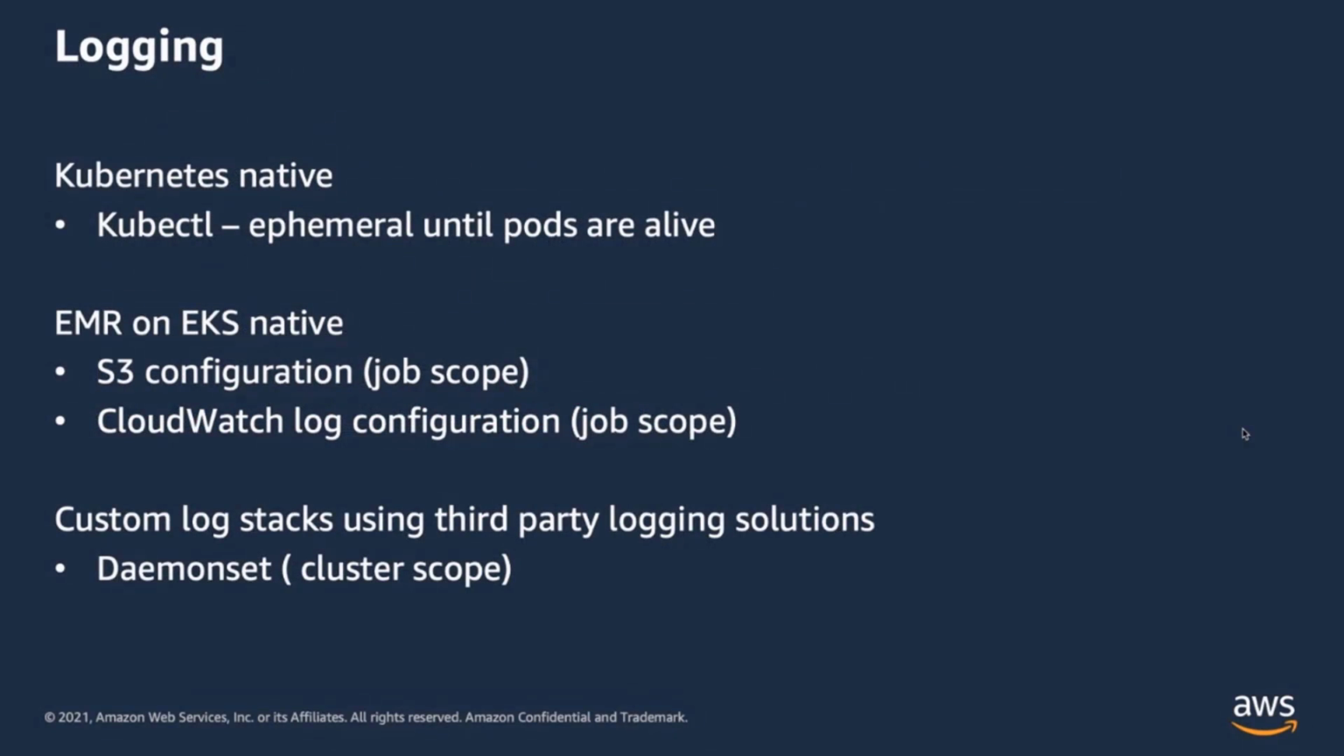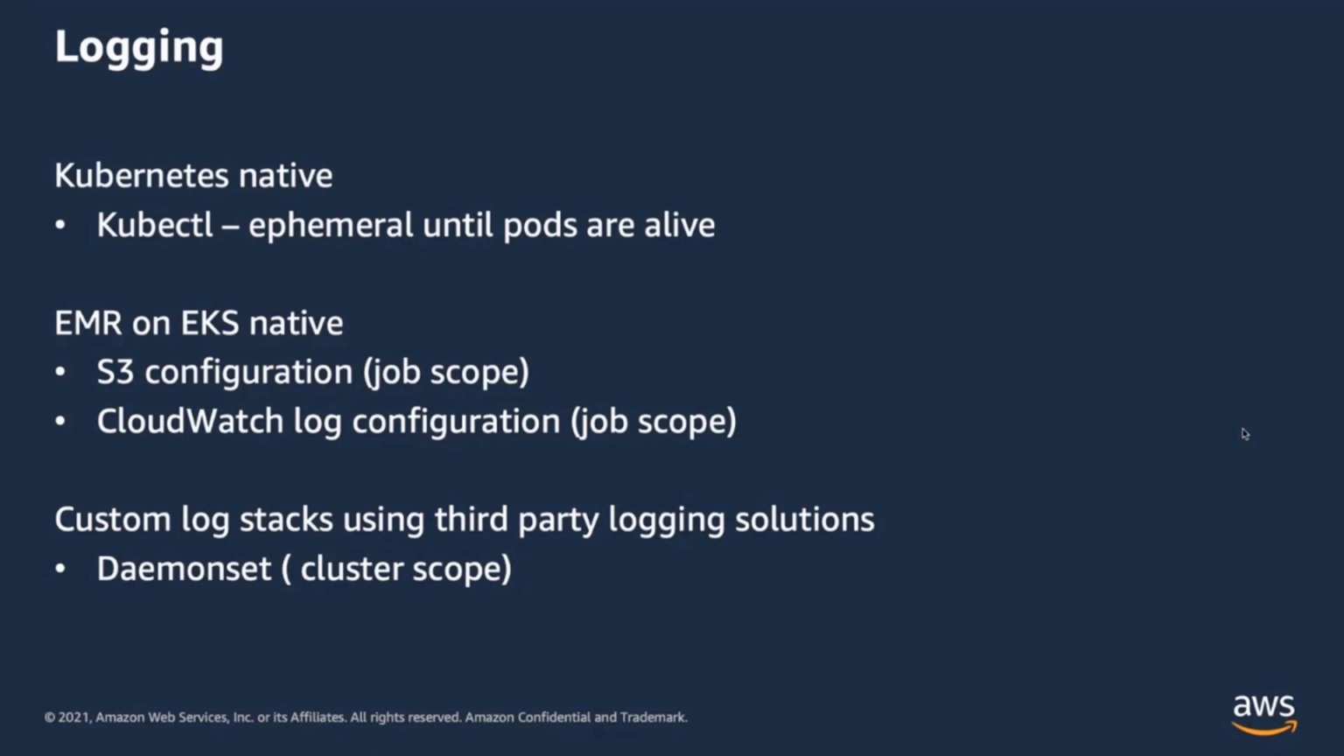For the logging part, as we saw in the demo again, you can use kubectl. The scope is ephemeral because the pods would be terminated and then you will no longer be able to see the logs. So what EMR on EKS provides, using the same Fluentd sidecar container we saw earlier, is that it scrapes the logs from the stdout of the driver and executor containers and ships them to S3 and CloudWatch.